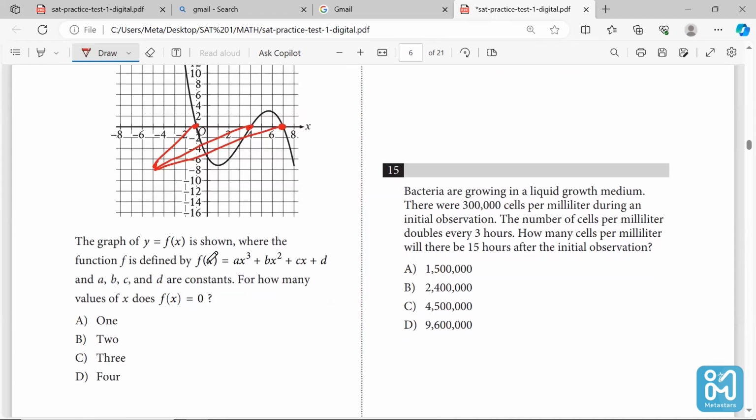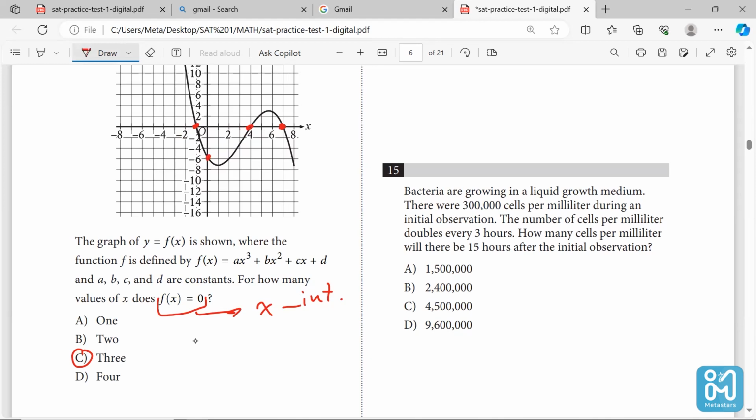Now, I have the graph of y equals f of x as is shown, where the function f is defined by f of x equals ax cubed plus bx squared plus cx plus d, and a, b, c and d are constants. For how many values is f of x equal to 0? Look, f of x equals 0, and I'm talking about how many x-intercepts I have. Look, 1, 2, 3. So my answer is going to be 3.